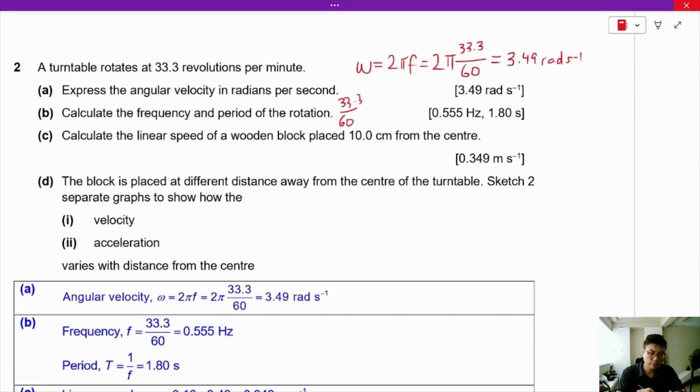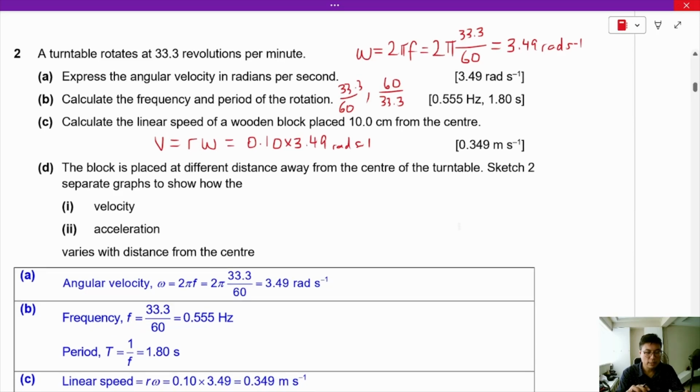The period of the rotation will be the time required for one rotation, which will be 60 divided by 33.3. Now calculate the linear speed of a wooden block placed 10 cm from the center. The linear speed is given by v equals r omega. So that will be 0.1, because it's 10 cm from the center, multiplied by 3.49 radians per second. So the answer will be 0.349 meters per second.